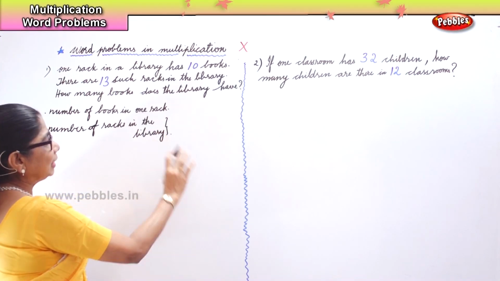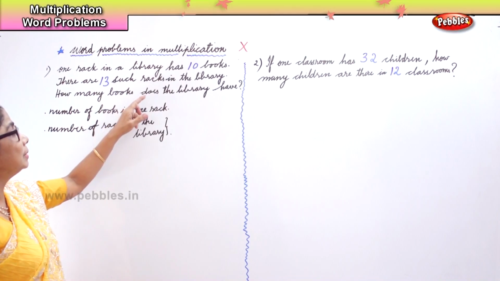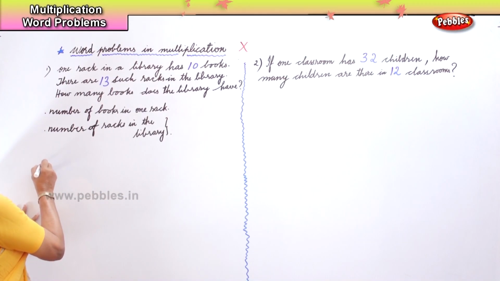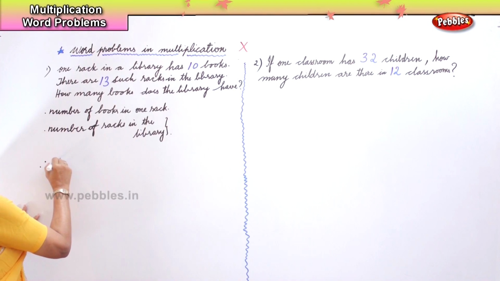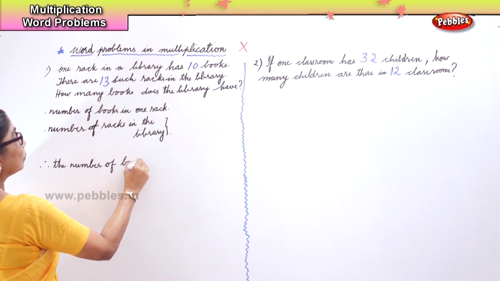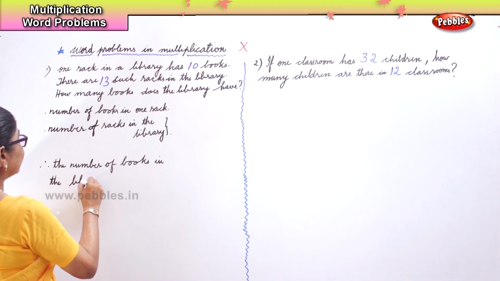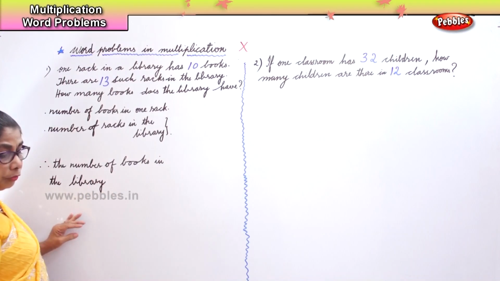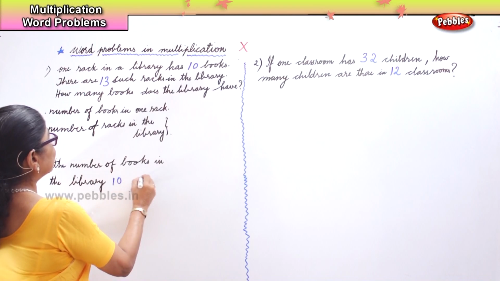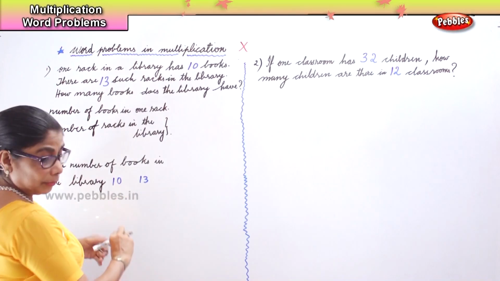Okay. Now the next thing we need to do is, what is the question? How many books does the library have? So number of books in the library, that's the last one. Therefore, the number of books in the library. How do we find that? We have to multiply the number of books into the number of racks. That gives you the total number of books in the library. Alright?